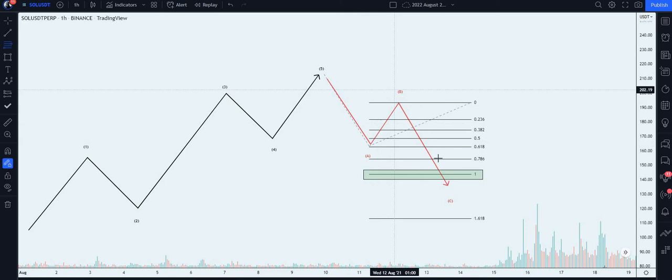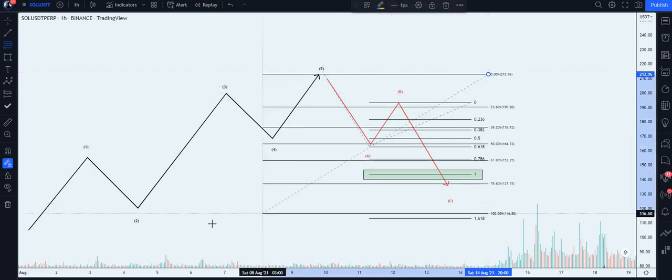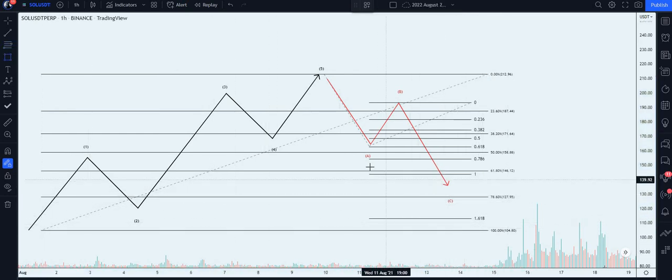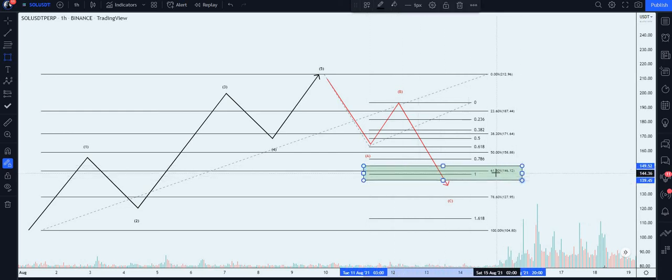Now you'll notice this 1-to-1 extension is also probably a good area to look for an entry on this major wave 1 retracement structure. So if we just take a regular Fibonacci tool and measure the full wave structure, then what do we get? Can you see that? We get almost perfect alignment between the 0.618 and the 1-to-1 extension of the ABC structure. So that's your golden pocket.